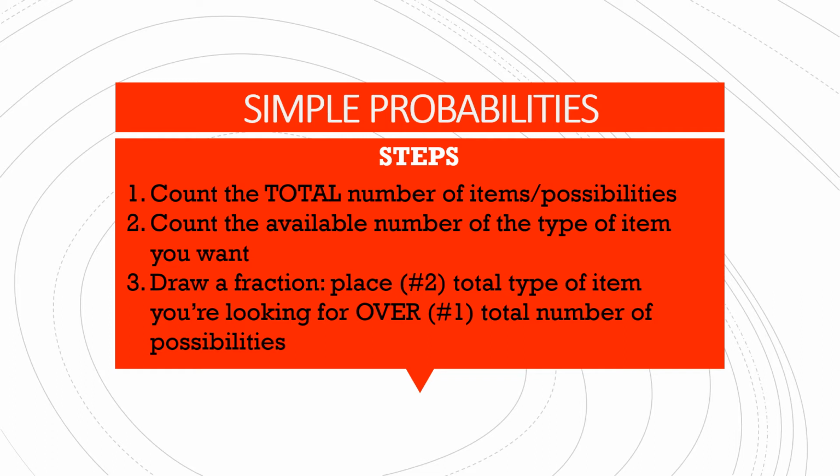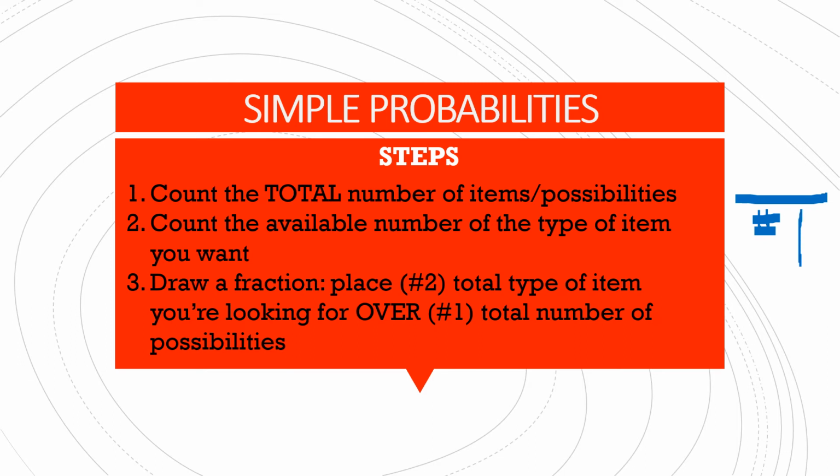Again, the steps are you count the total number of possibilities, not just the ones you want, but the total amount that's possible if you were to just close your eyes and select something at random. And that's going to be on the bottom of the fraction bar. So we're going to put step number 1 on the bottom of the fraction.